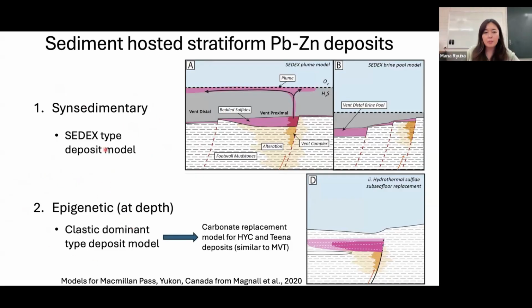The SEDEX type deposit model is where you have a vent that allows these mineralizing fluids to reach the surface. So mineralization takes place right at that surface water interface. In contrast, the clastic dominant type model suggests a carbonate replacement is taking place within the subsurface. So this would occur at depth. This is more similar to MVT style deposit models.